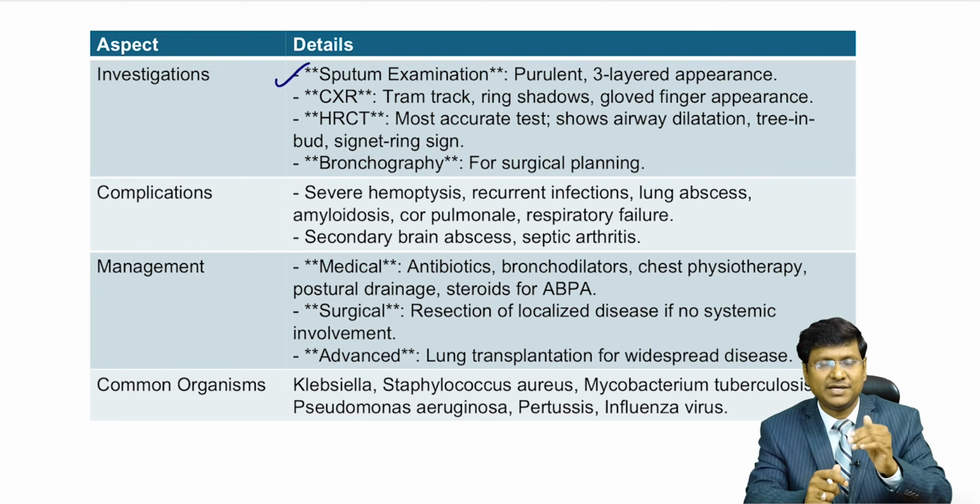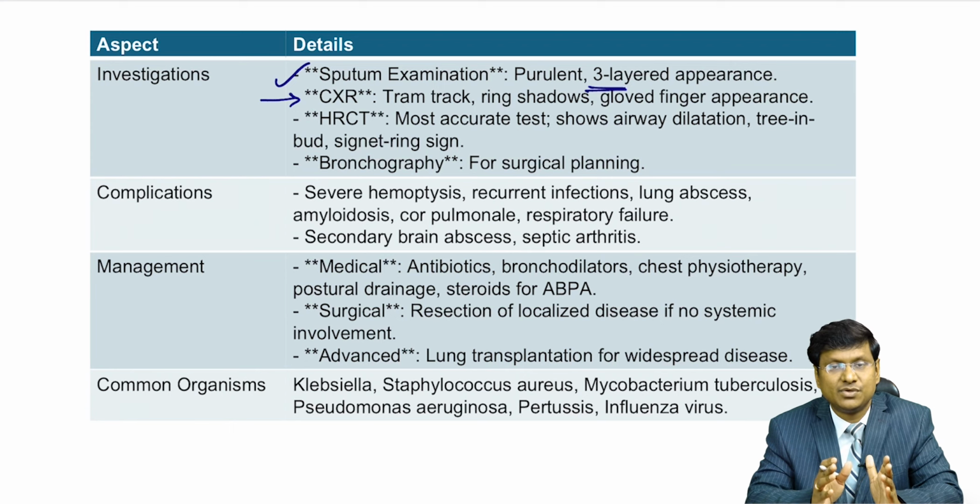Now, if you take the chest X-ray in these patients, the dilated airways, which are more than 2 mm, along with C-shaped cartilaginous rings, appear to have a tram track appearance. So tram track appearance is what is noticed on the chest X-ray. That is a classical finding in patients with bronchiectasis.